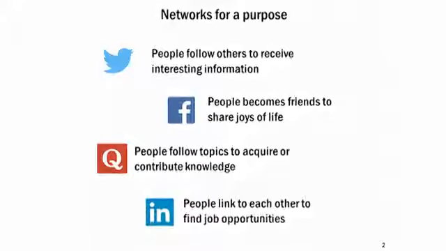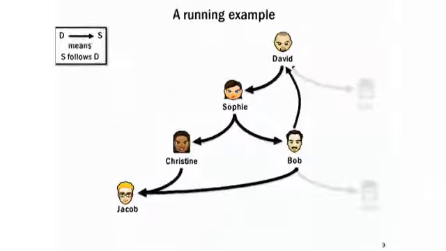One is the information diffusion process. Another is the evolution of the network due to this information diffusion process. I'm going to use a running example in my talk. You have a small number of users in this social network: David, Sophie, Christina, Bob, and Jacob. They are linked to each other in such a way, and there may be some other users, but we'll ignore them for the moment.